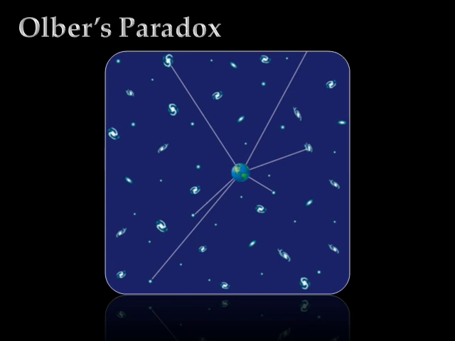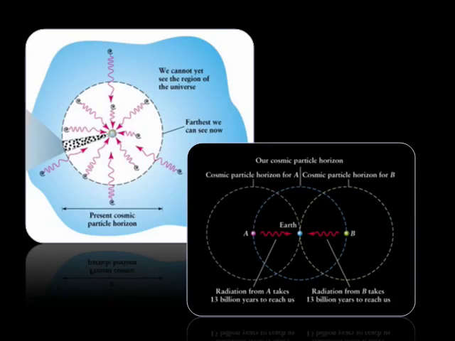So this is a strange paradox. If the universe is infinite and unchanging, then the sky should be uniformly bright, but it's not. So the only conclusion that we can draw from that is that the universe is neither infinite nor unchanging.